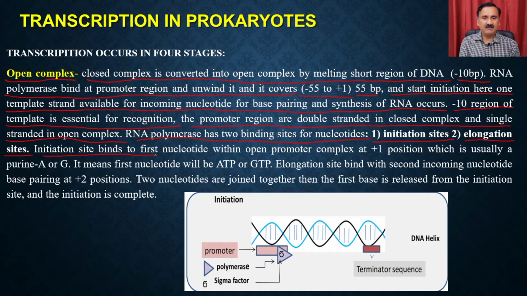See, the initiation site binds the first nucleotide within the open promoter complex as the +1 site, which is usually a purine rich A or G sequence. It means the first nucleotide can be ATP or GTP. The elongation site binds the second incoming nucleotide, base pairing at the +2 position. The two nucleotides are joined together and the first base is released from the initiation site, and the initiation is complete, which means the RNA polymerase has two sites for the nucleotides.